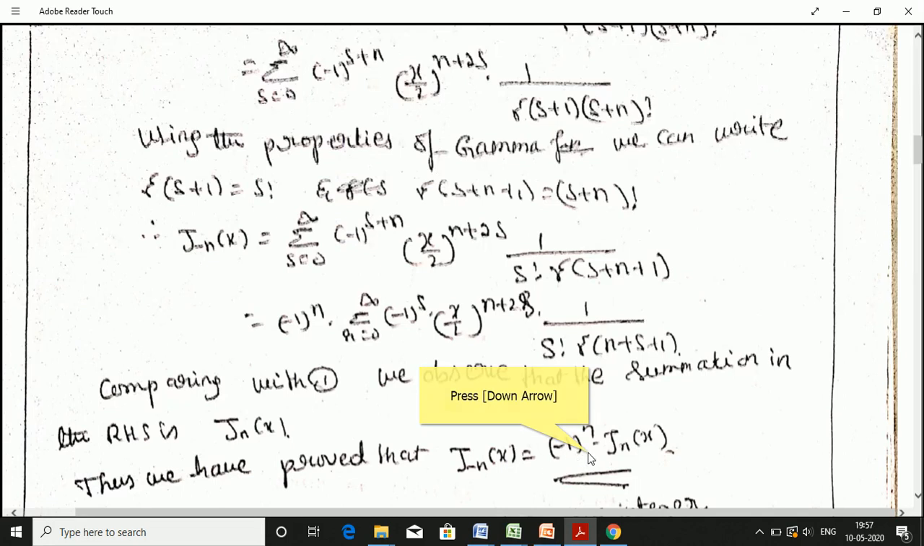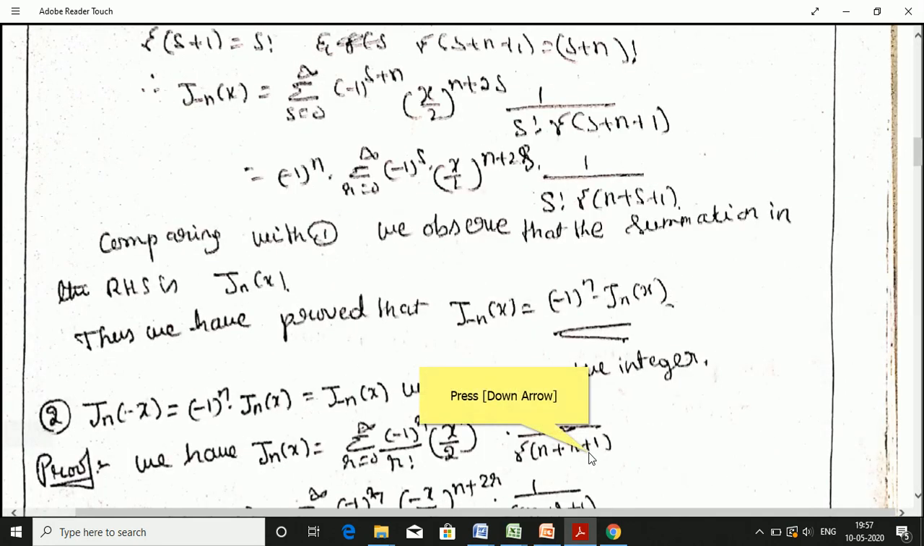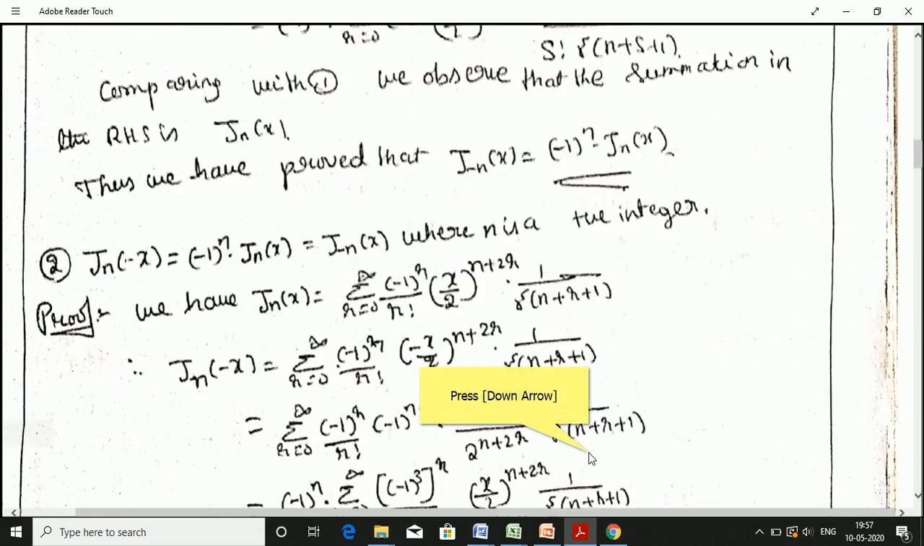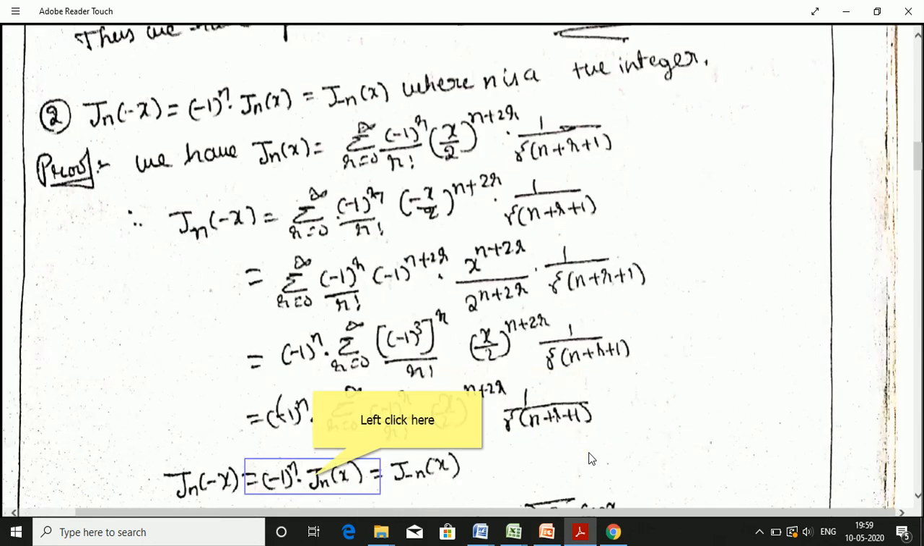Among these two properties, one property they will definitely ask in the examination.